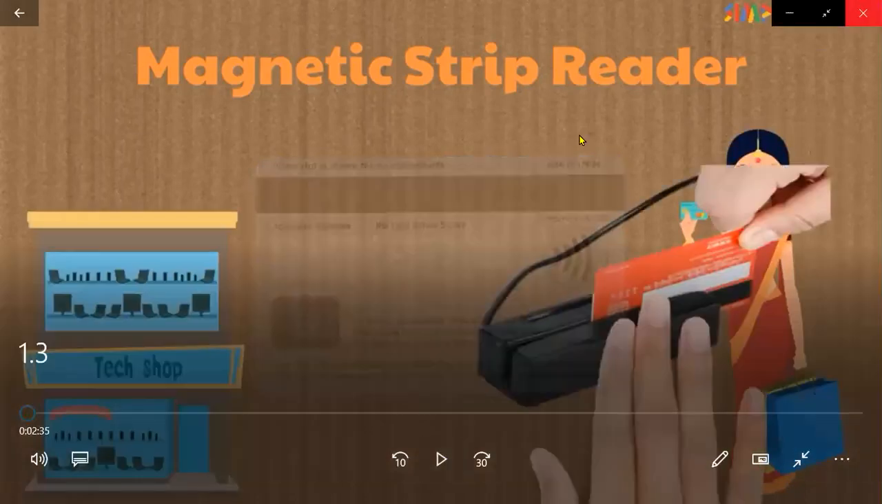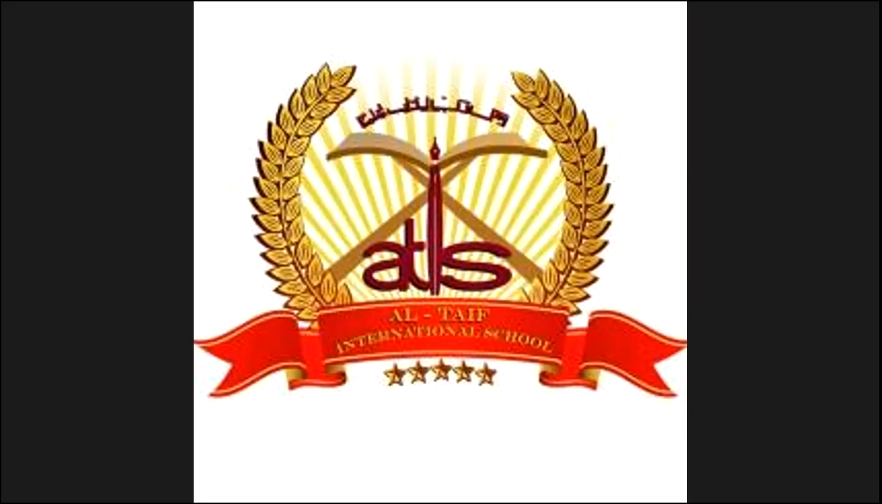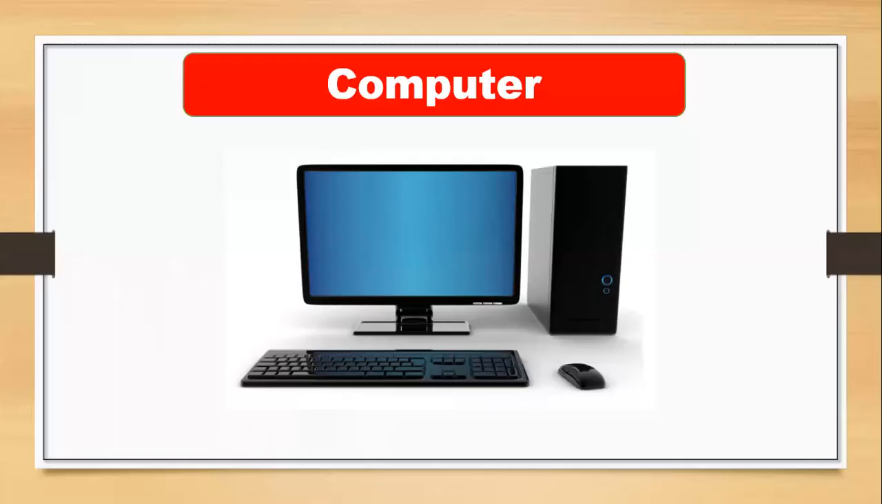Okay, that was the video about input. I hope you understand the input devices. Input devices take the information and send it to the computer by electrical signals.